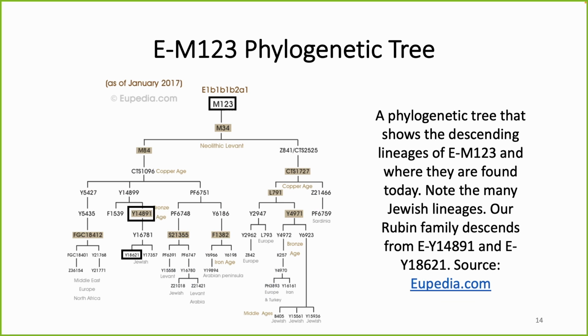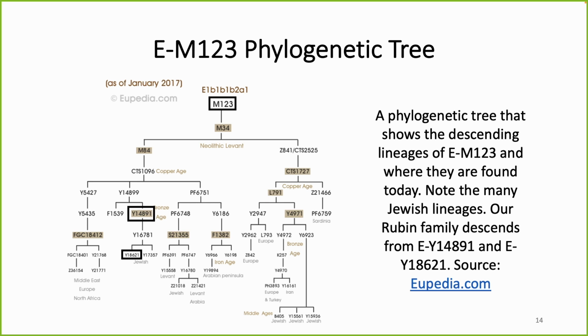All right. So we talked about EM123. I want to show you another phylogenetic tree of the descendants of EM123. We're getting closer and closer to the present day. Remember, this is, again, formed in the last ice age. It's believed that, again, we've talked about ancestors living in the Levant during the Neolithic period. This is still pretty ancient, still thousands of years ago.